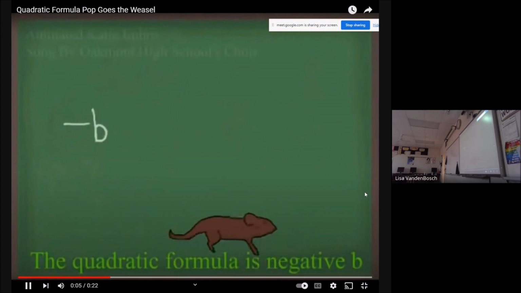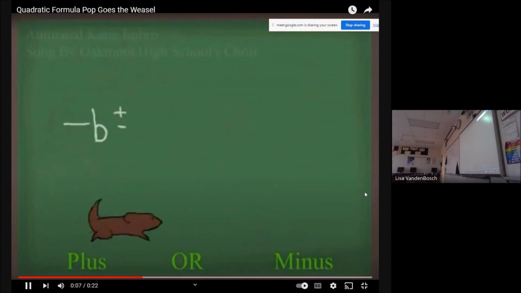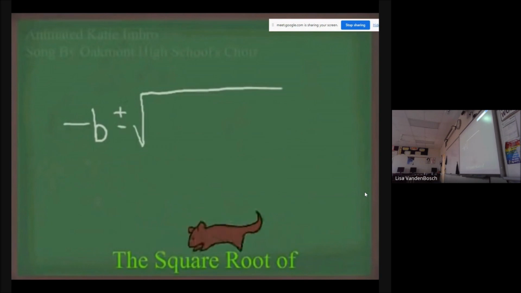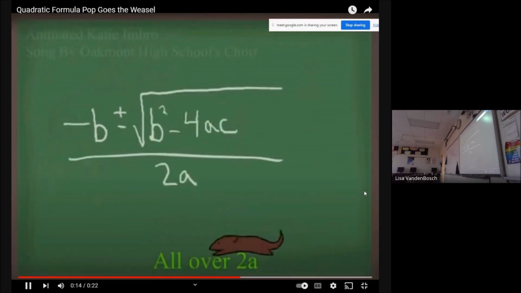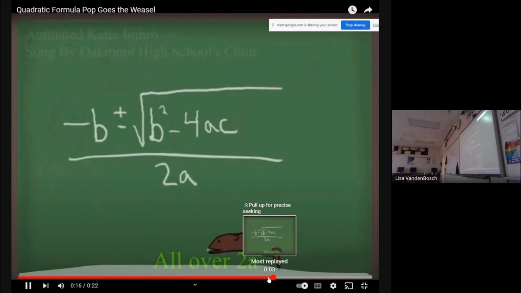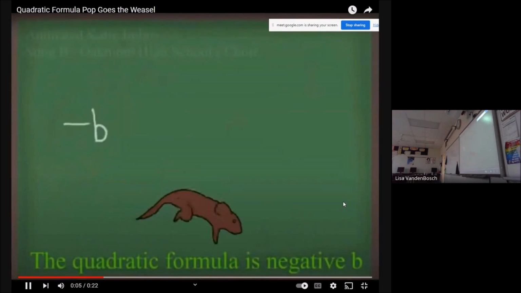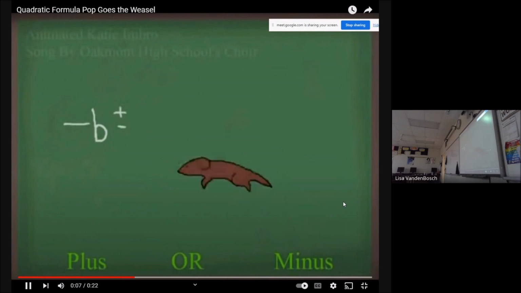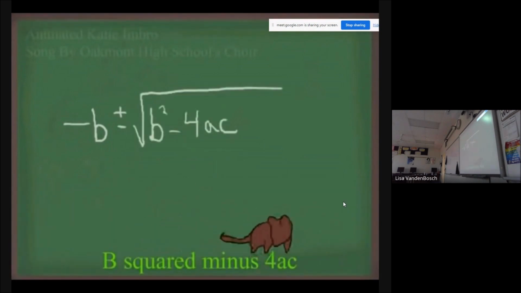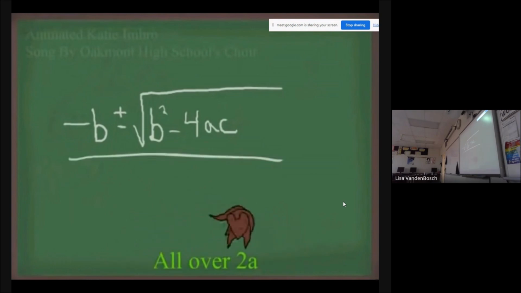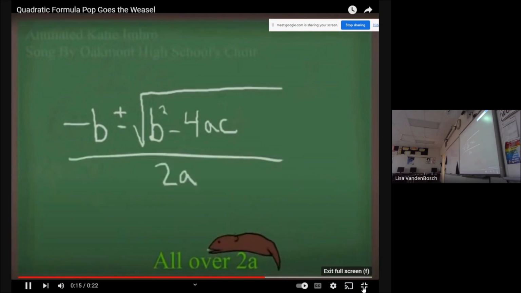The quadratic formula's negative b plus or minus the square root of b squared minus 4ac all over 2a. The quadratic formula, gotta sing it. Plus or minus the square root of b squared minus 4ac over 2a.